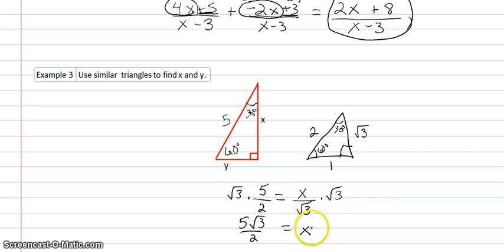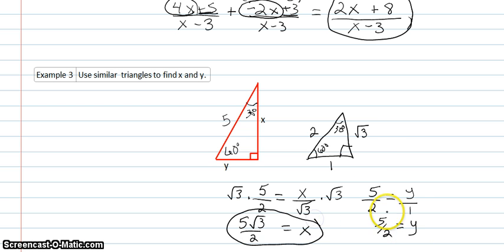Okay, then to find y, I'm going to use that same 5 over 2, and this time I'm going to set it equal to y over 1. Okay, and then y over 1 is the same as just y, so y equals 5 over 2. And so these are the values of our missing sides. So you're just setting up ratios and proportions to solve for the missing sides, which we've done in earlier lessons.